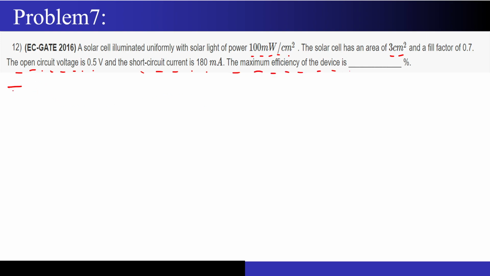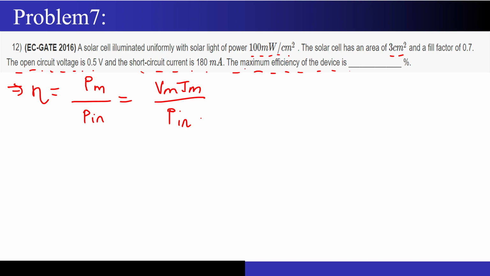Okay, so let's start from the thing that they have asked us. The maximum efficiency of the device. So what is the maximum efficiency? It is nothing but PM divided by Pin. And what is this PM? Vm into Im. So eta equals Vm into Im divided by Pin. Right? So we have to get this value.